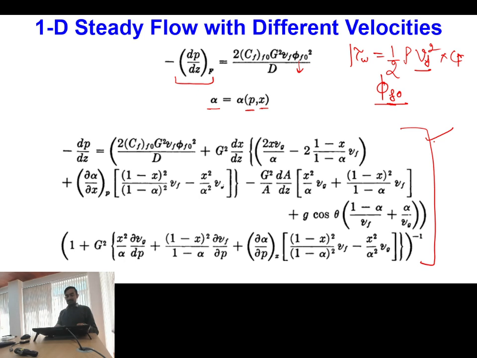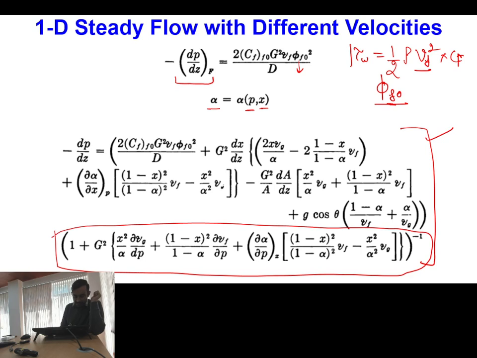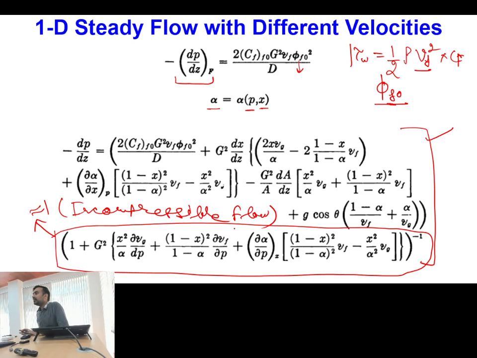Okay, so this is the detailed expression for pressure drop, and you can see that in this detailed expression, this entire term in the denominator can be written equal to unity if I am talking about incompressible flow. Okay, so is this point clear? So the whole analysis of pressure drop is the same as that of the homogeneous flow approach.